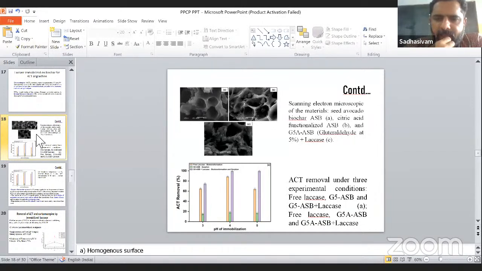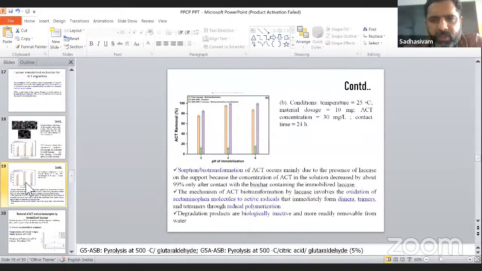So once again, the removal efficiency is better. In the next image, glutaraldehyde is used. Glutaraldehyde is a great cross-linker, which will help the enzyme to cross-link onto the biochar surface. So this approach is also very promising. Almost 10 mg of material is used to remove 30 mg of the drug acetaminophen. So this is one such idea.